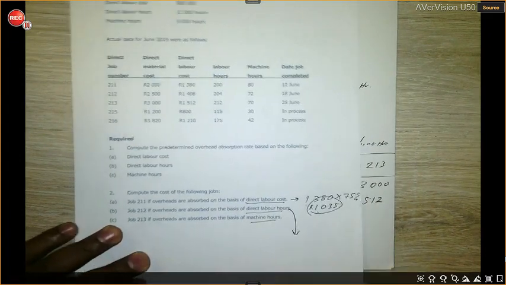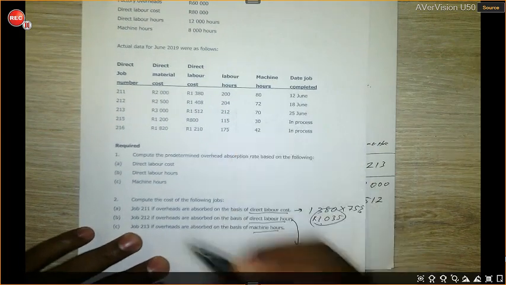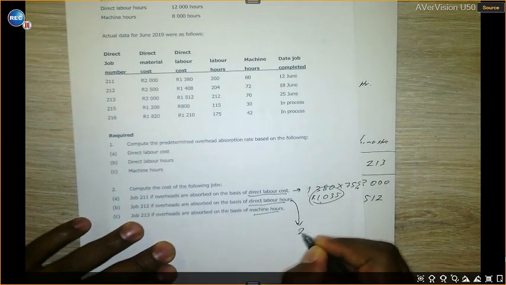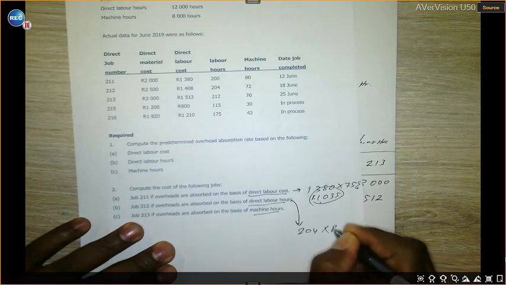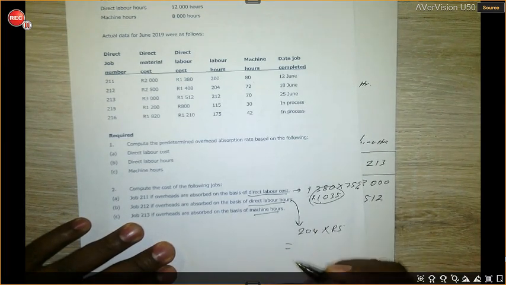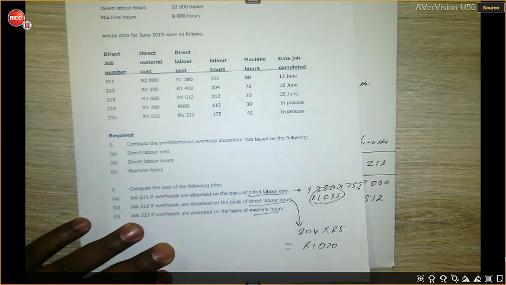Then when it comes to job number 212, they say we are going to use labor hours. Go to your actual labor hours. You've got 204 as your labor hours. Multiply that by 5, and that's going to give you 1,020. That's an amount that you're looking for.